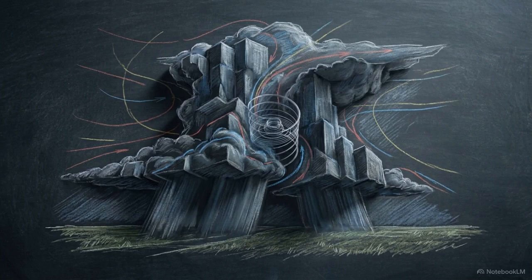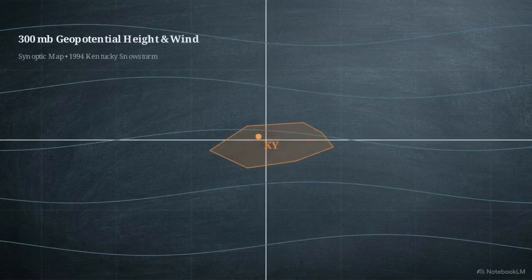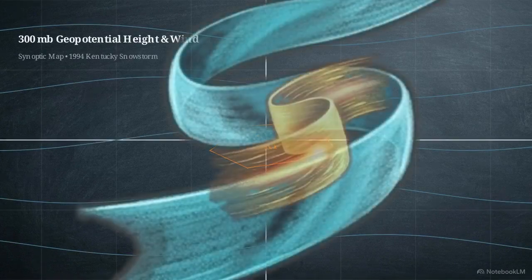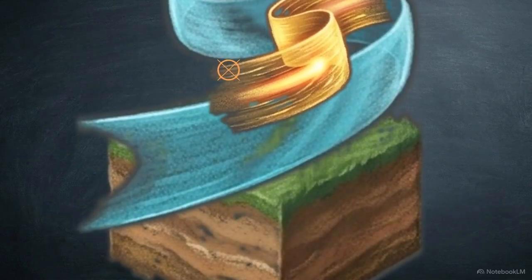When the entrance region, the isentropic slope, and frontogenesis align, the atmosphere generates a powerful mesoscale response. In January 1994, Kentucky faced this mechanical alignment. The surface map showed no defined low-pressure system, which initially masked the threat. The 300 millibar chart revealed the real driver. A massive jet streak right entrance region was parked directly over the Ohio Valley.